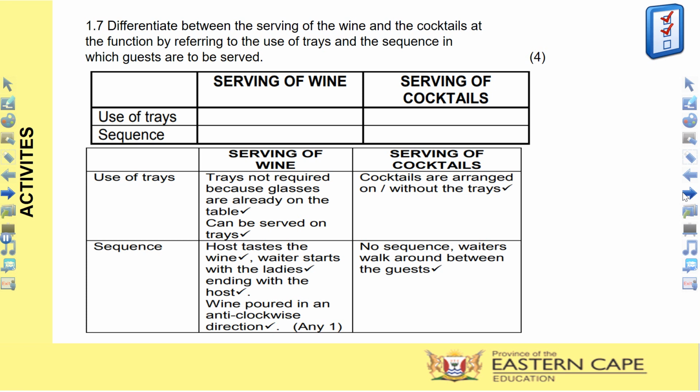The sequence that you would use: with wine, the host first tastes the wine. The waiter then starts with the ladies when they are pouring the wine or serving the wine, ending with the host. The wine is poured in an anti-clockwise direction. Serving of the cocktails, there is no sequence. The waiters walk around between the guests. But we can also add there that you would serve them according to the way that you've taken down the orders.